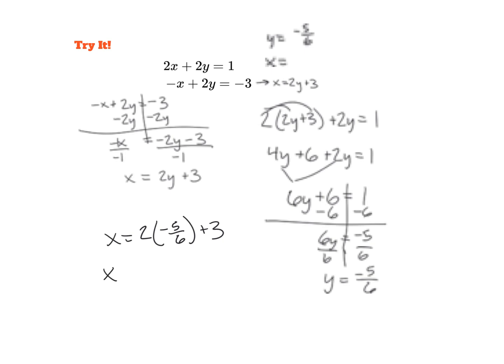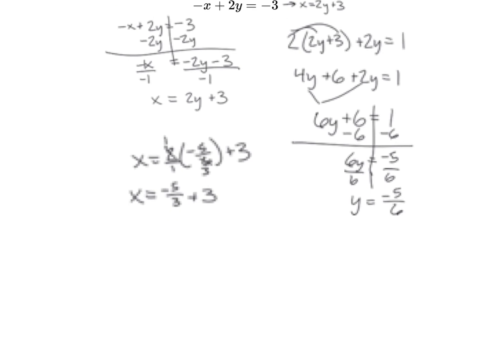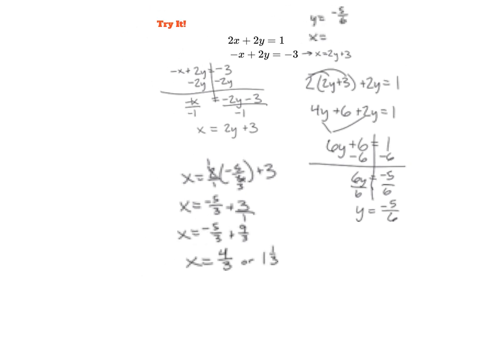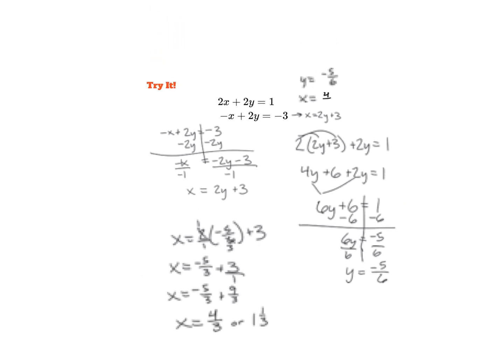Okay, which this can simplify to, well, that can make 1, that can make 3. This is negative 5 thirds plus 3. This is 3 over 1, so when I try and add, I'm going to make this negative 5 thirds plus 9 over 3, in which x needs to be equal to positive 4 thirds or 1 and 1/3. I'm just going to say 4 thirds. And there we go.